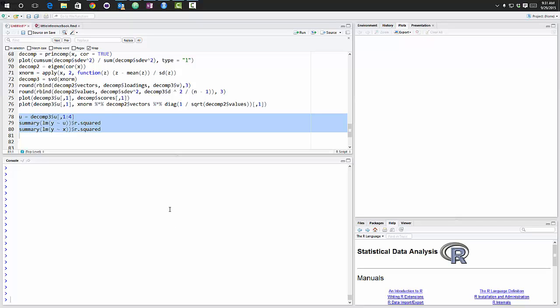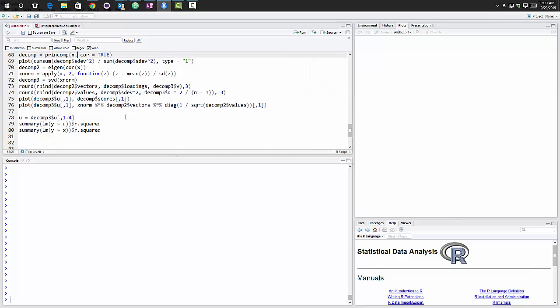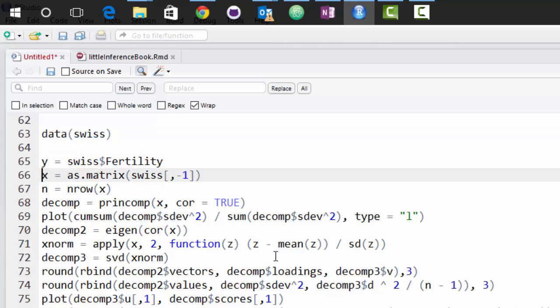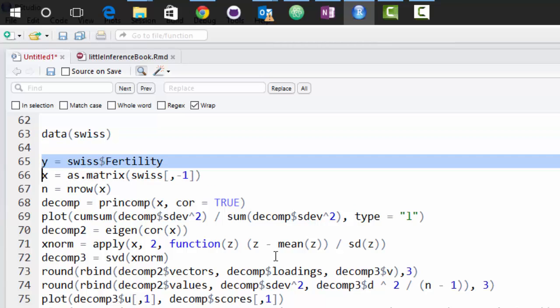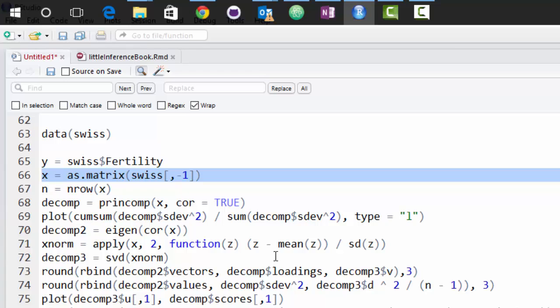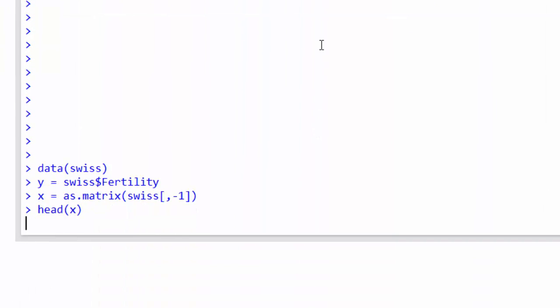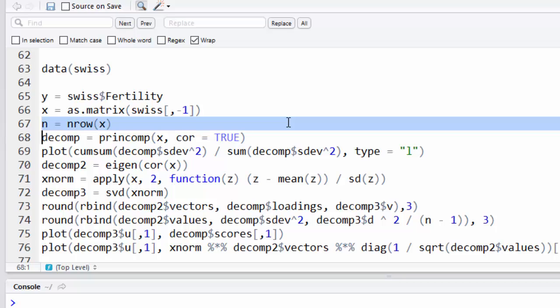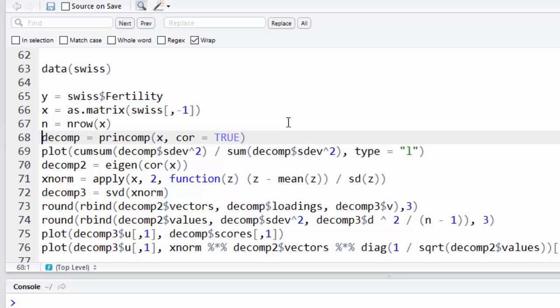Okay, so let's work through some examples with using matrix decomposition. So I'm going to use the Swiss data set, and I'm going to define my y as fertility, and I'm going to define my x as everything in this matrix except the fertility. So just let's look at head of x, and you can see it has agriculture, examination, education, Catholic, and infant mortality. Let me just, for convenience, define n as the number of rows of x.